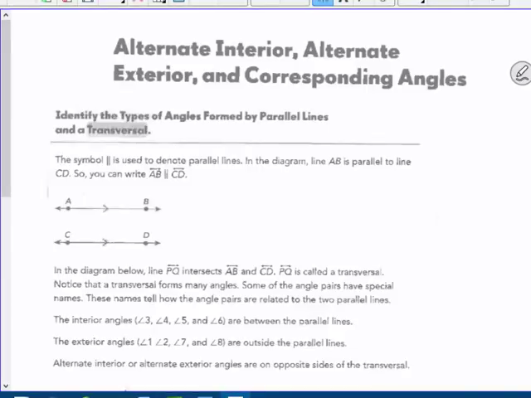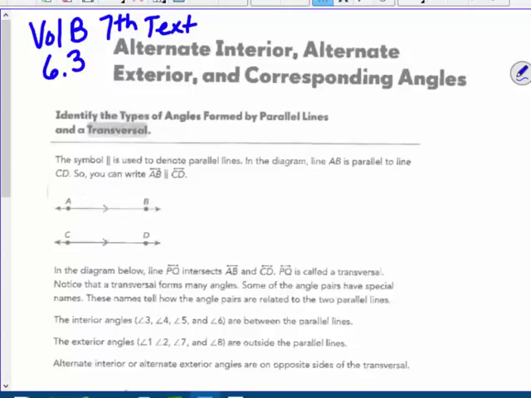This video starts on page 22 in your packet. It talks about alternate interior, alternate exterior, and corresponding angles. These are angles that are formed by parallel lines that are cut by a transversal. This is in volume B of the 7th text, chapter 6, section 3.